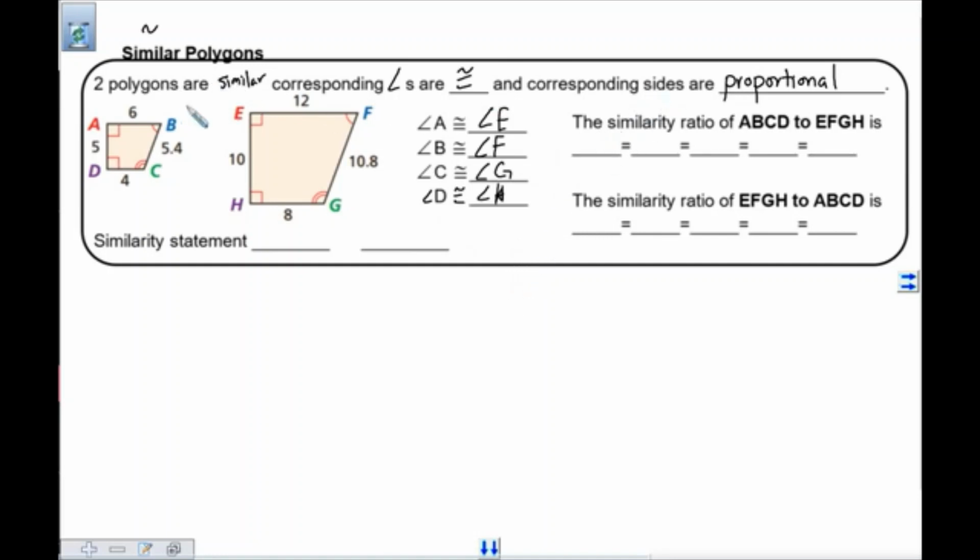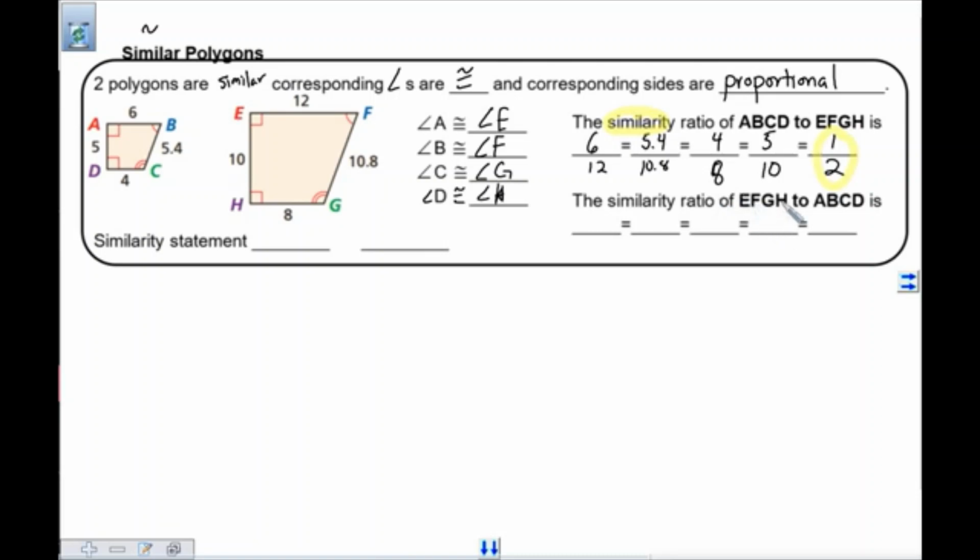So if you take 6 over 12, 5.4 over 10.8, 4 over 8, and 5 over 10, what do all of those reduce down to? They all reduce to 1/2. So our similarity ratio for polygon ABCD to polygon EFGH is 1/2.